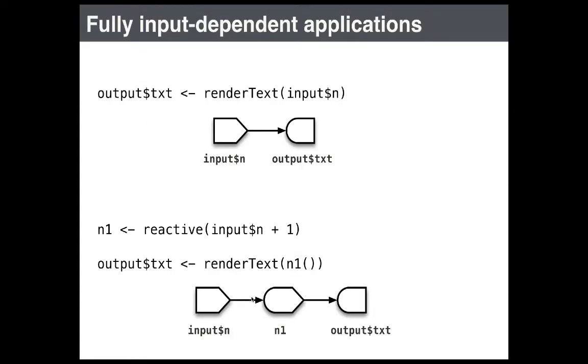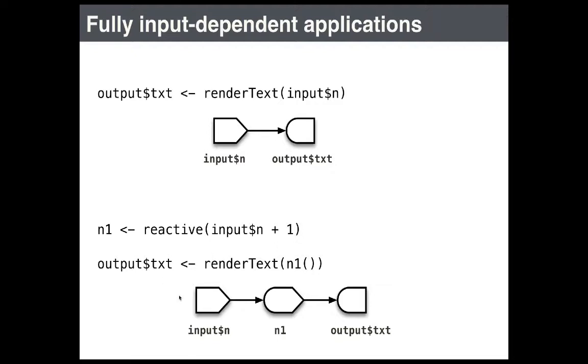And here are some diagrams. If you've read the article in our Shiny Dev Center about reactivity, these diagrams may look familiar. Here is a very simple relationship between an input and an output: input$n and output$text. Render text takes input n, and that's the value of output$text. So whenever input$n changes, output$text changes. It depends only on the current state of input$n.